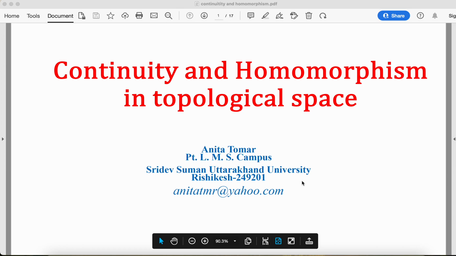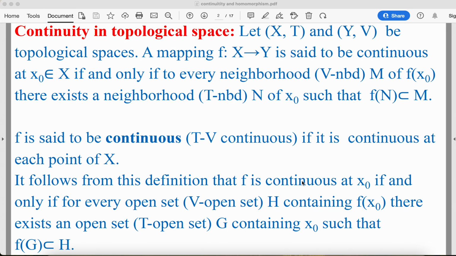Everyone, today we will study continuity and homeomorphism in topological space. So first of all, what is continuity in topological space?